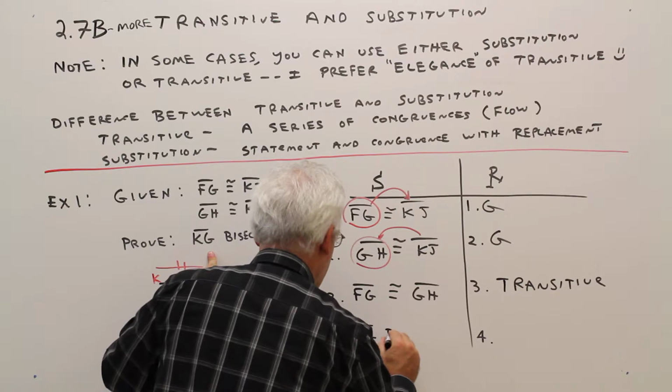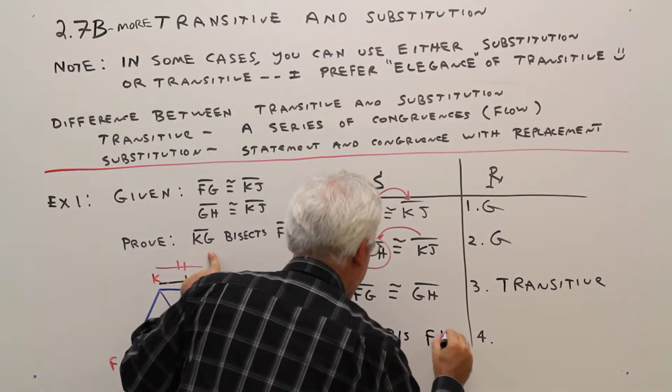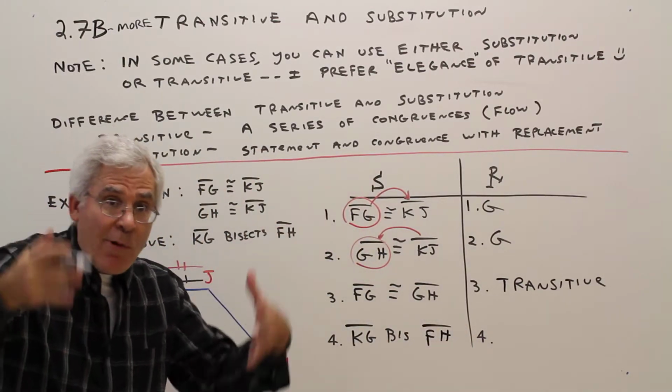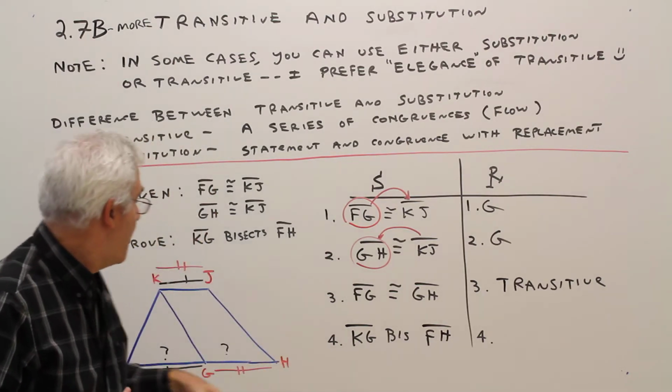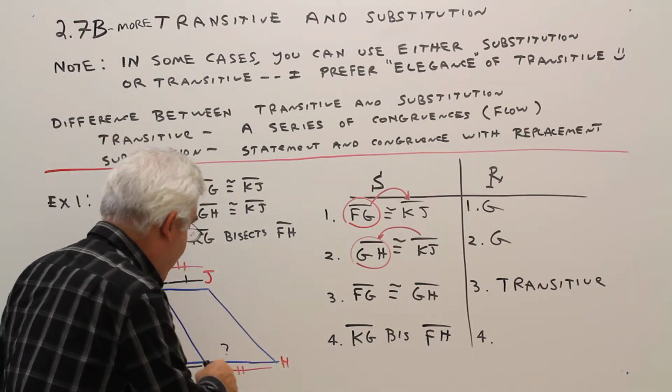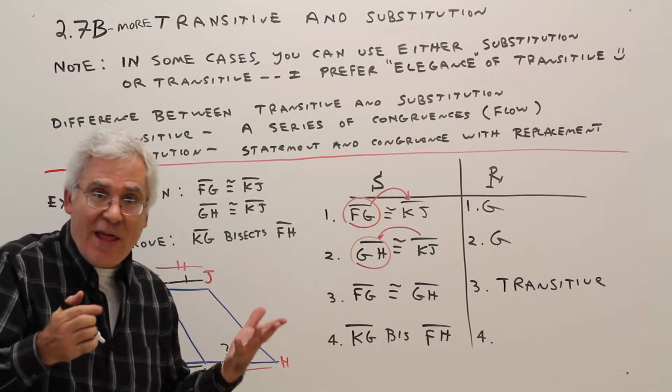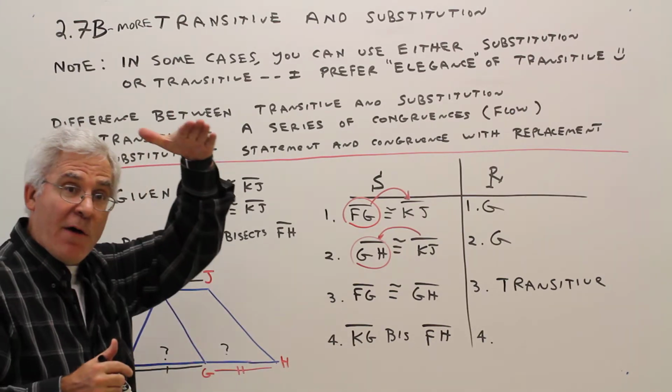KG bisects FH. Now I want you to use an if-then statement. If a segment divides a segment into two congruent segments, then it's a segment bisector. If above stuff, then below stuff.